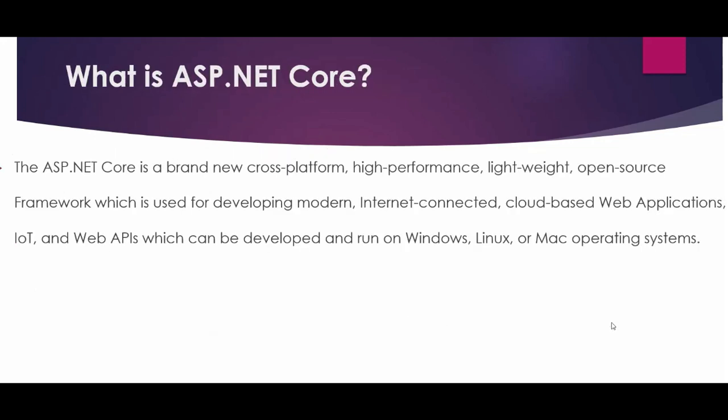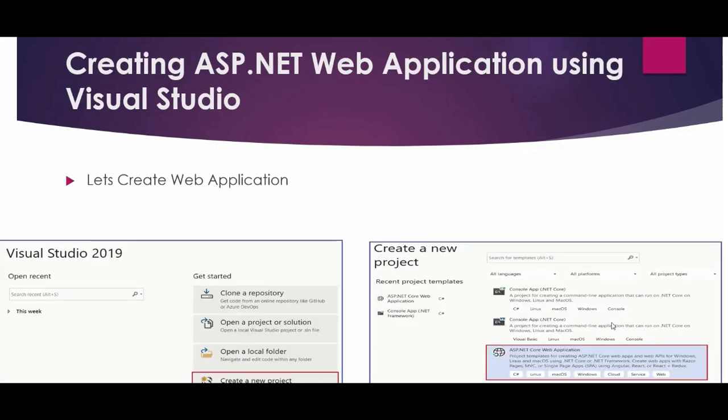So what is ASP.NET Core? We have seen .NET Core. ASP.NET Core is a brand new cross-platform, high-performance, lightweight, open-source framework which is used for developing modern, internet-connected, cloud-based web applications, IoT, and web APIs, which can be developed and run on Windows, Linux, or Mac operating systems. So we have actually seen those features.